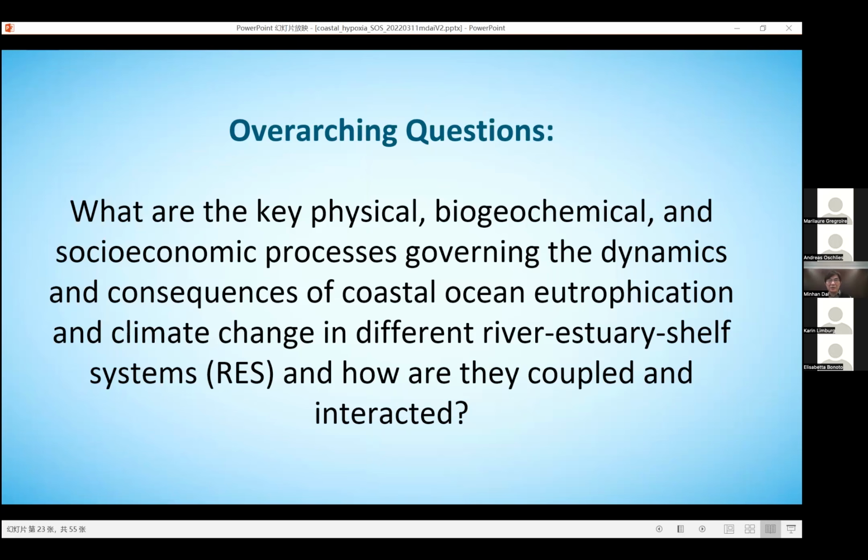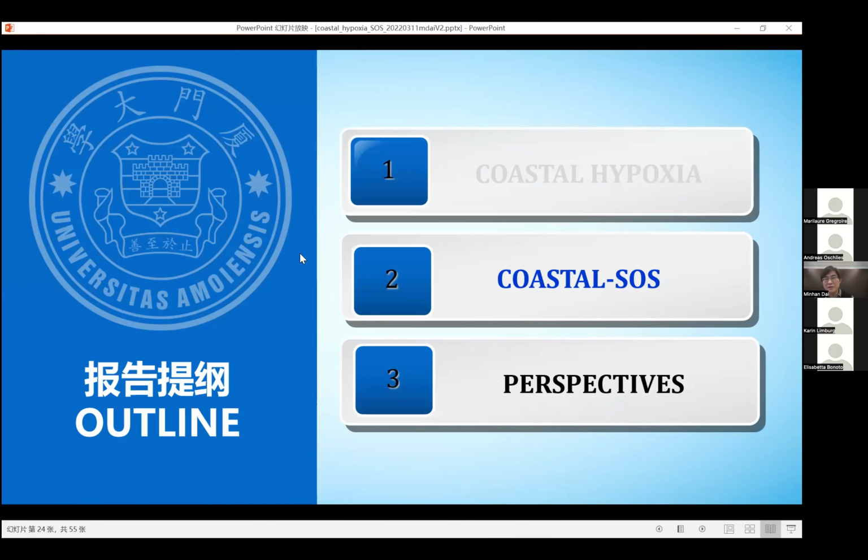So that leads to an overarching question: what are the key physical, biogeochemical, and socio-economic processes governing the dynamics and consequences of coastal ocean eutrophication and climate change in different river, estuary, and shelf systems, and how are they coupled and interacting? That leads to these proposals, scientifically leading to the proposed Coastal SOS.